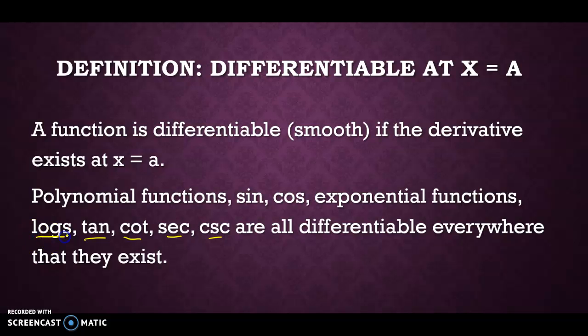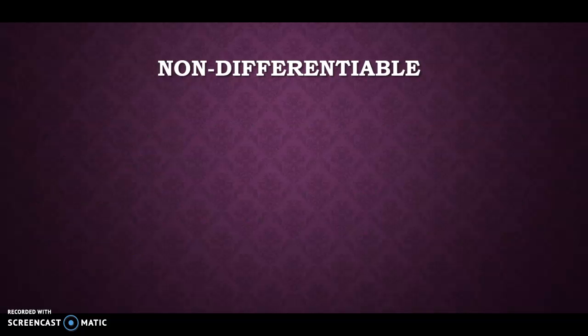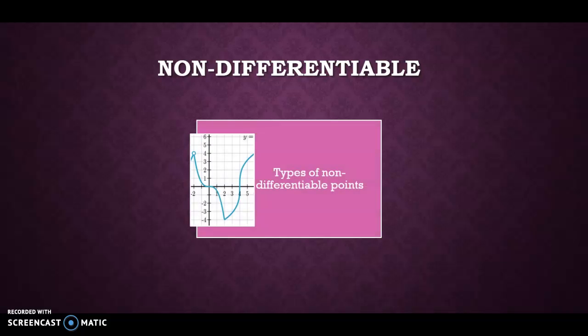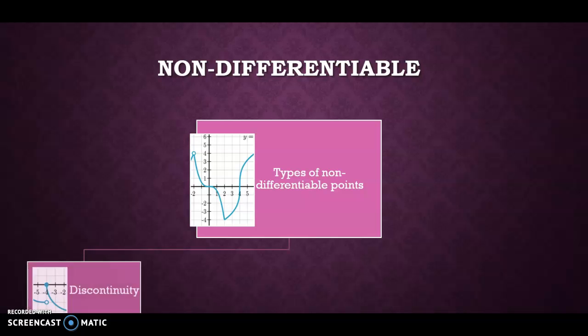Oh, and there's also logs. They only exist for x greater than 0, but if they exist, then they're differentiable. Here's how it's possible for a function to be non-differentiable. This is a graph showing several different types of non-differentiable points. One type would be a discontinuity. Any type of discontinuity, even if it's just a hole, is enough to make your function non-differentiable.